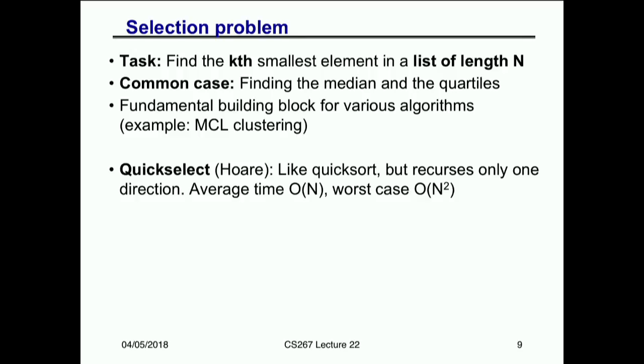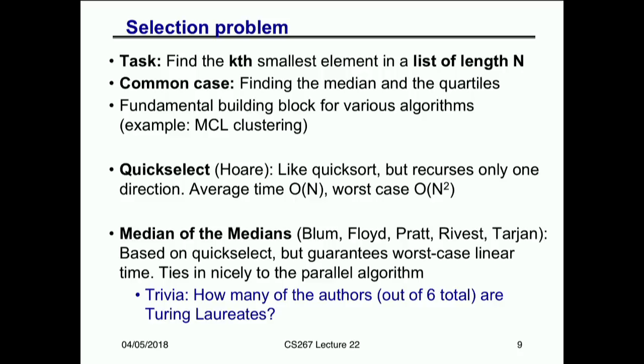What quick-select does is very simple. Instead of recursing on 2 branches, you just recurse on the branch that contains the element you're looking for. So that will give you, instead of the n log n average time of quicksort, a linear time average. It's not worst case. And we'll see an algorithm that does it in the worst case, which is due to this long list of famous authors. So trivia question.